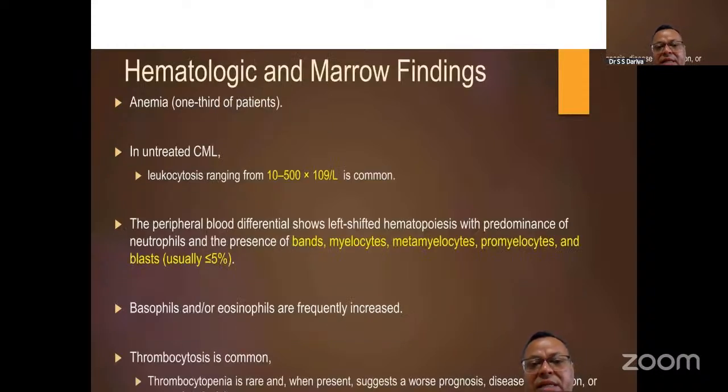Now, what will you get in the routine blood picture and bone marrow? One-third of patients present with anemia, and in the untreated, leukocytosis, with TLC from 10 to 15,000, may be there. The PBF differential shows predominance of neutrophils and the presence of band cells, myelocytes, metamyelocytes, promyelocytes, and blasts. If blasts are less than 5%, then it is the chronic phase. Basophils and eosinophils are frequently increased in these blood pictures.